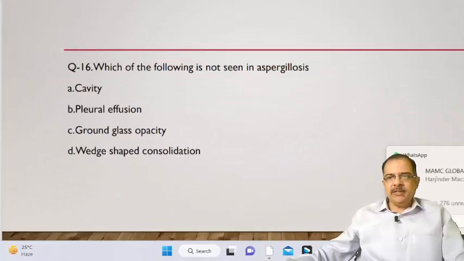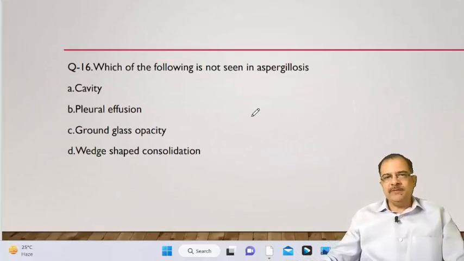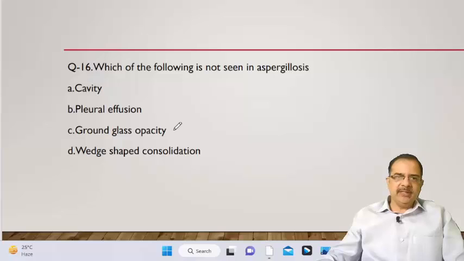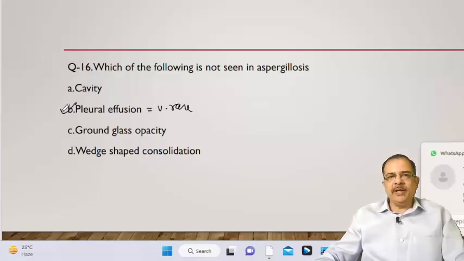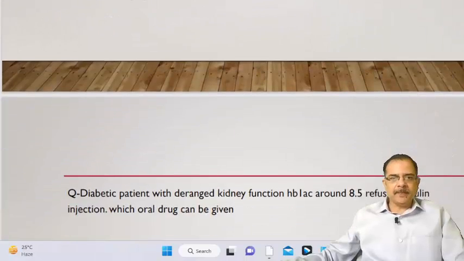Which is not seen in aspergillosis? Pathology wise, aspergillosis mainly causes a cavity, a halo sign will be seen, an air crescent sign will be seen. It might cause interstitial disease, ground glass opacity might be seen, or a wedge-shaped consolidation. While pleural effusion is a very rare pathology of aspergillosis, so this will be the most likely answer here.